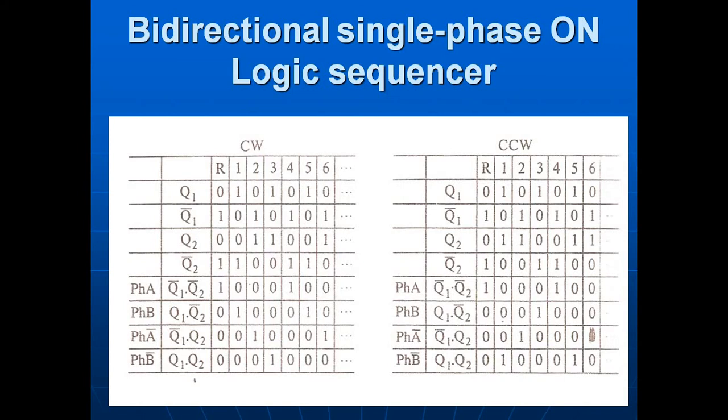A bidirectional single phase logic sequencer. Here phase A, phase B, phase A bar, phase B bar. Here the angle of conduction Q1, Q1 dash, Q2, Q2 dash. Here Q1, Q2 combination, Q1 and Q2 dash, Q2 dash and Q1, that is Q1 into Q2. Here the sequence of the function is 1, 2, 3, 4, 5, 6 in the phase sequence of the module.